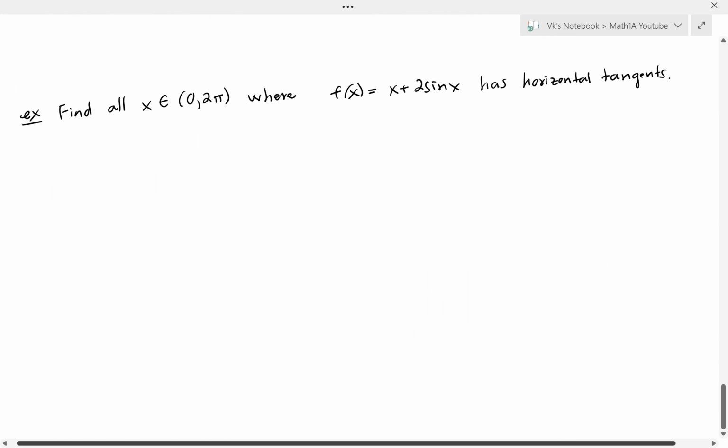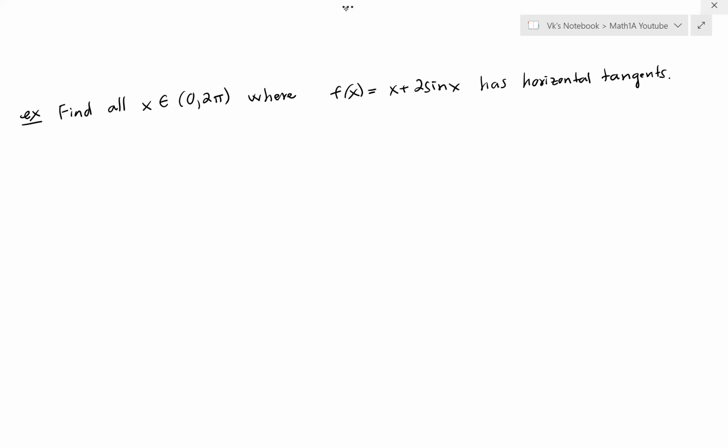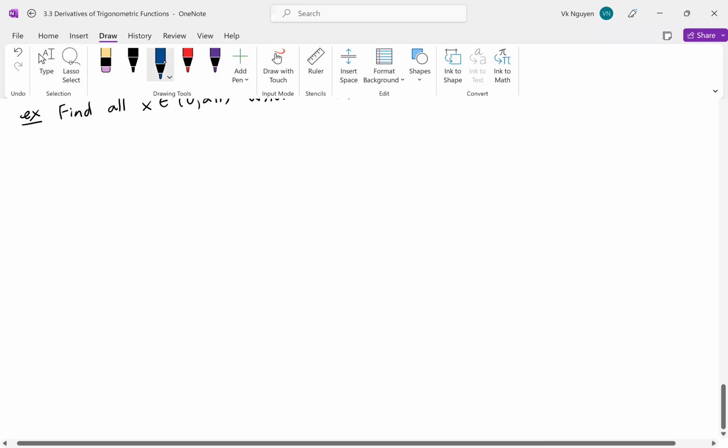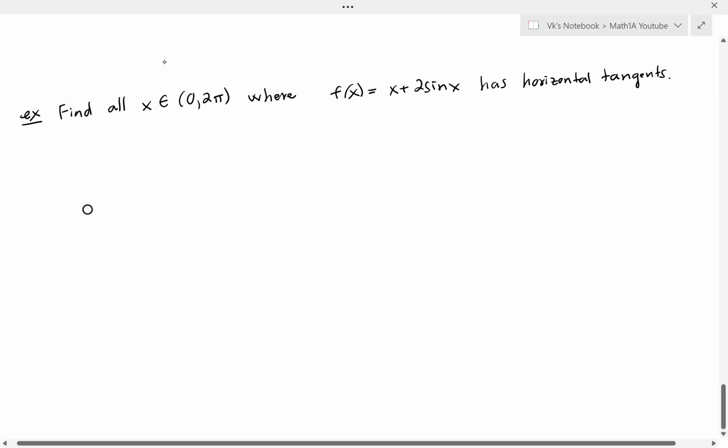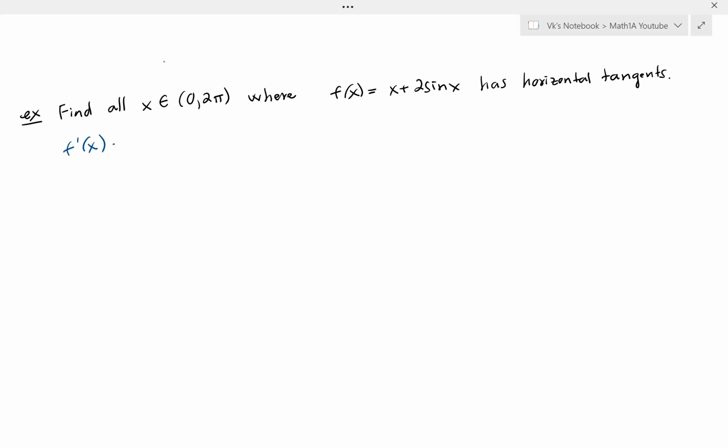Example, find all x in the interval 0 to 2 pi where f x equals x plus 2 sine x has horizontal tangents. We just have to figure out the first derivative and set it equal to 0 to solve for x. F prime x is 1 plus 2 cosine x set equal to 0. From here we see that cosine x is negative 1 over 2.